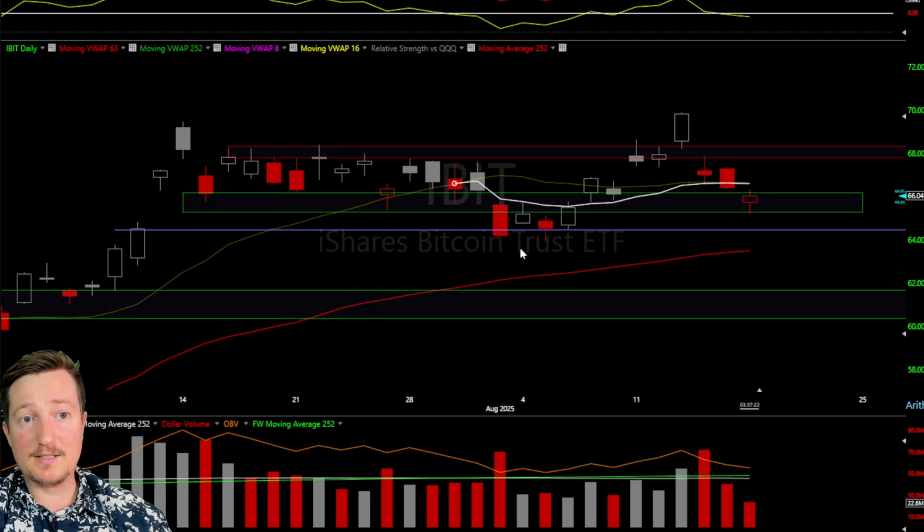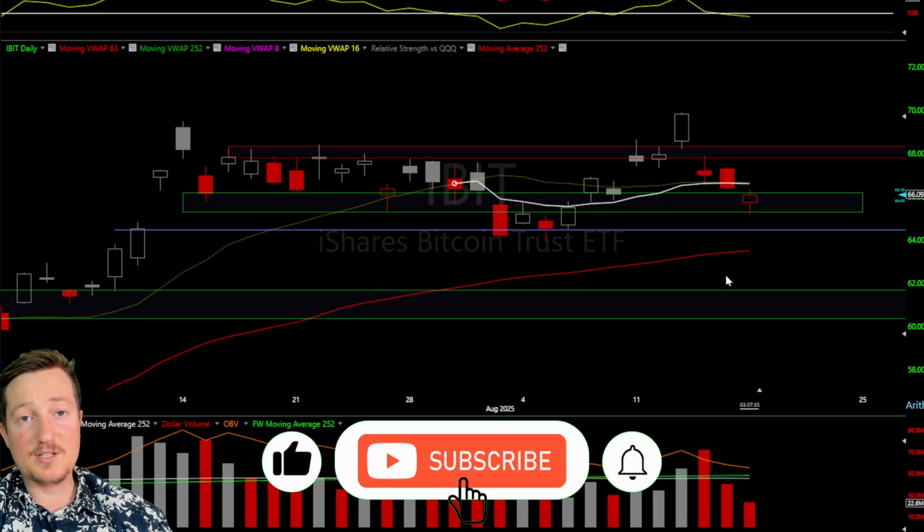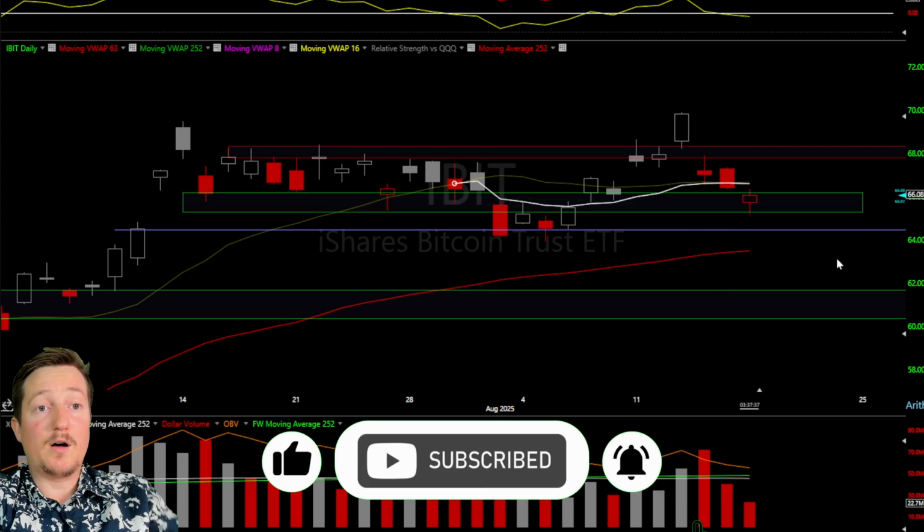This looks like classic phase B-ish action here. So maybe we just need this quarterly moving average to catch up. And that's all I would say on Bitcoin: it just needs to go sideways a little bit more, and it's just stuck in a range. So let's move on to gold.